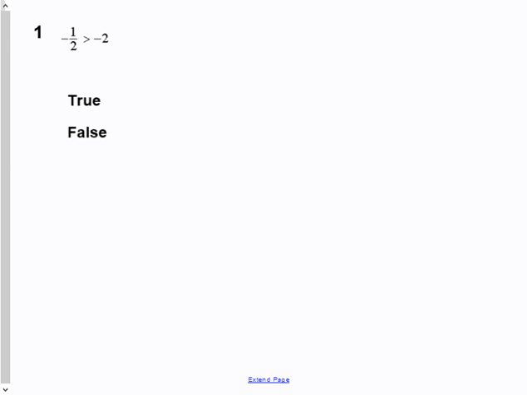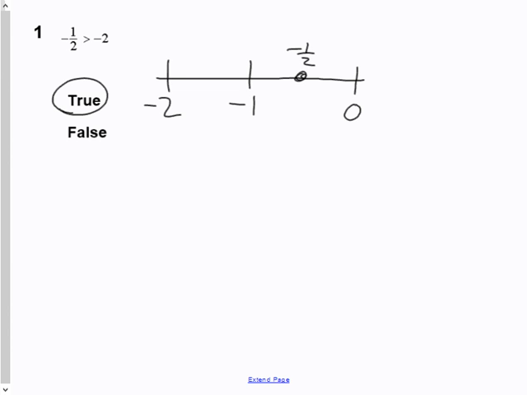Question number one says, is negative a half greater than negative 2? The answer is true. It's basically just an understanding of negative numbers. If this is 0, negative 1, and negative 2, negative a half is here, negative 2 is here. When we're dealing with negative numbers, the closer in proximity it is to 0, the larger it is. So the farther away it is from 0, the smaller it is. Or if you think temperature, the farther away a temperature is from 0 degrees Celsius, the colder it is. Or $0 in your bank account, the farther away you are in the hole, the poorer you are.